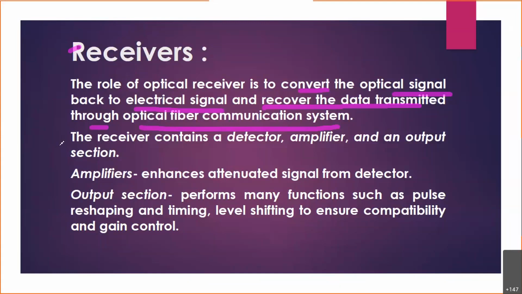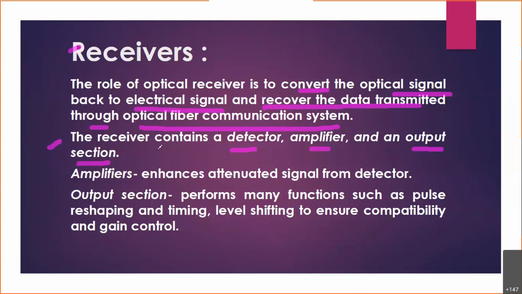Now look at this part. What are the components of the receiver? This receiver contains a detector, as we have seen already, an amplifier and an output circuit. Of course there may be many more components, but these are the main components which are there in a particular receiver. So that only we are discussing right now.